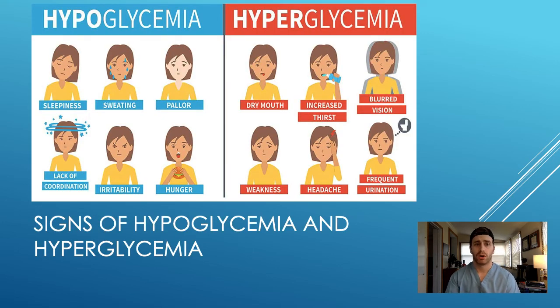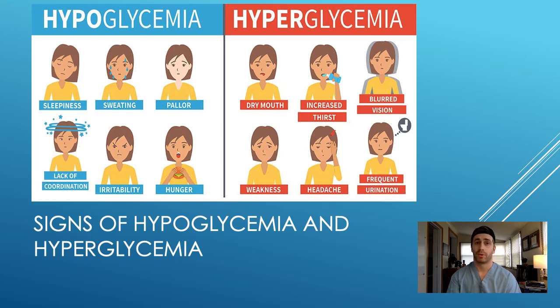So signs of hypo and hyperglycemia. Hypoglycemia is just low blood sugar. Hyperglycemia is high blood sugar. So with hypo, they're kind of going to look a little drunk, if you can think about that. So they're going to be sleepy. They're going to be sometimes a little sweaty. Pallor, which is just pale. They're going to kind of lose coordination and stumble around. That could be a sign. They could be a little irritable and fussy, and they could be hungry as well.